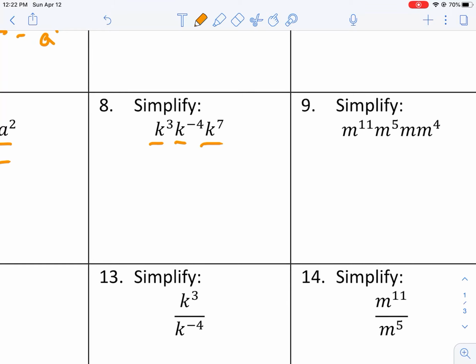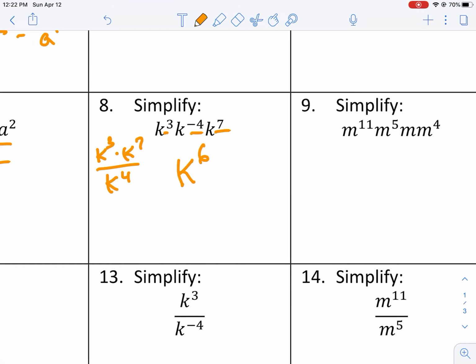Now, they're trying to trick you on number 8. Really, you have a k, a k, a k. You can add straight across, even though you would think to move this one to the bottom. Whenever you see all the same variables, add straight across. Add those exponents: 3, negative 4, 7. So 3 plus negative 4 is negative 1. Negative 1 plus 7 is 6. So this becomes k to the 6th power.